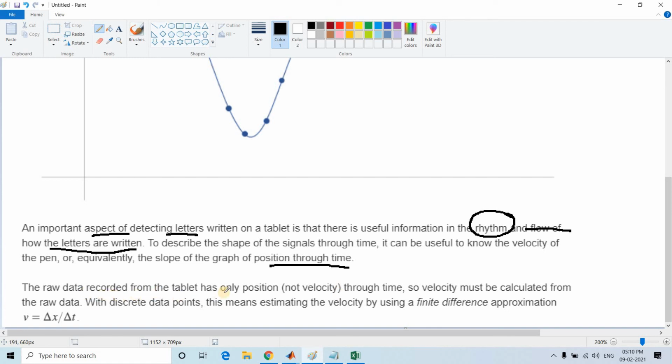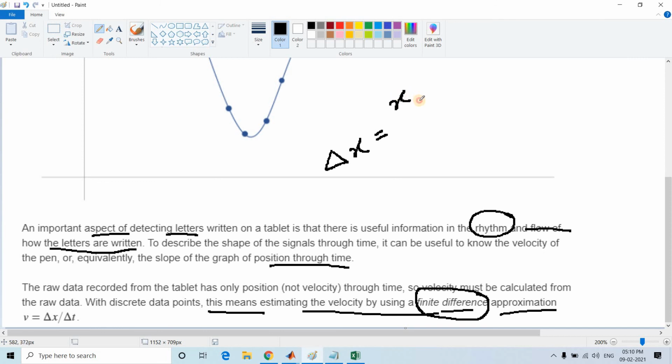The raw data recorded from the tablet has only position, not velocity through time. So velocity must be calculated from the raw data with discrete data points. This means we estimate the velocity by using finite difference, which you have already studied in your applied numerical methods course. The finite difference approximation is nothing but del x by del t. Delta x is nothing but x2 minus x1, and the velocity is delta x by delta t.